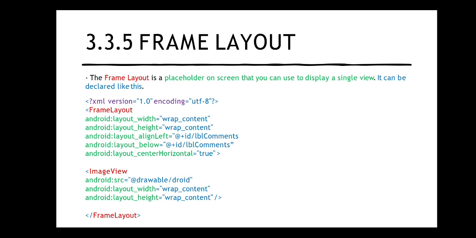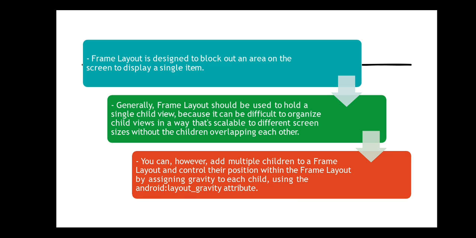The next type of layout is the frame layout. It is a placeholder on a screen that you can use to display a single view. It can be declared like this, using the frame layout syntax. Similar to HTML or XML code, here the frame layout has some attributes, that is layout width, height, alignment at left with its ID, then layout below or center horizontal is true. This is the syntax of frame layout. We will discuss this code in the practical session.